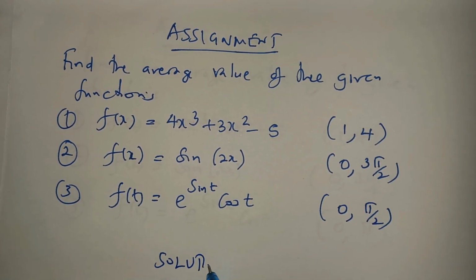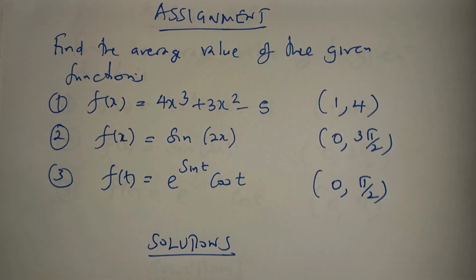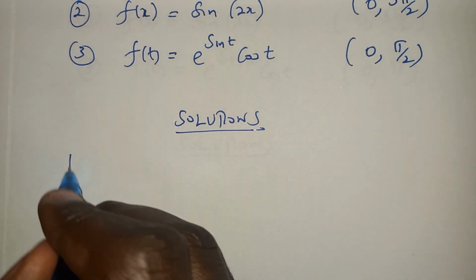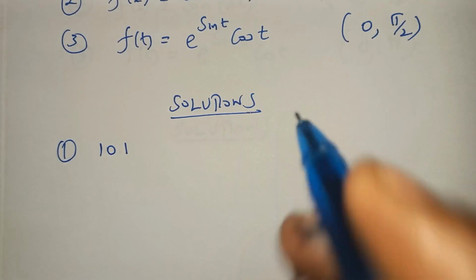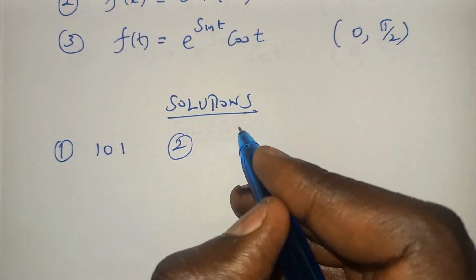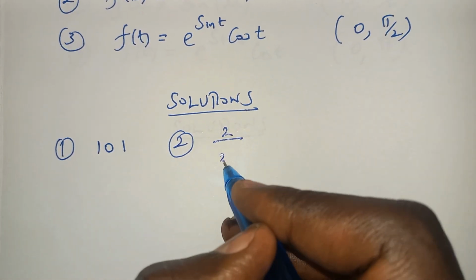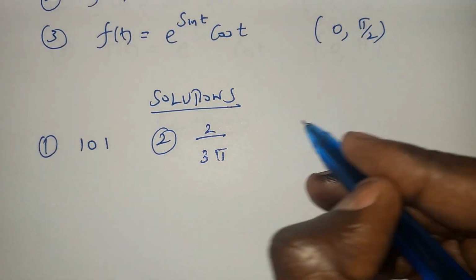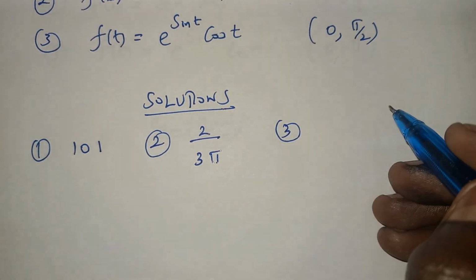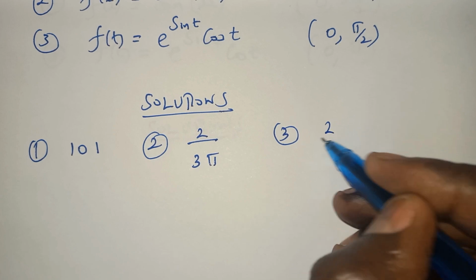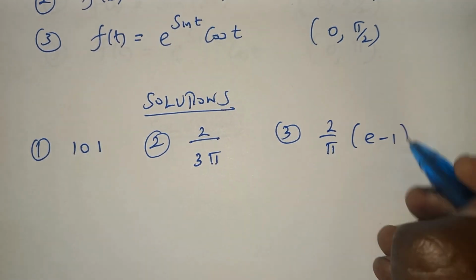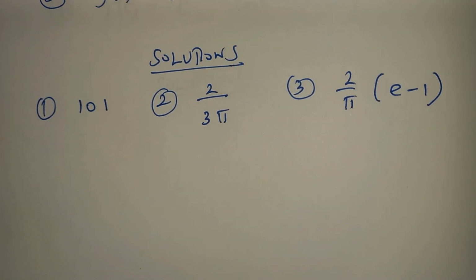So I want you to attempt these problems, and if you do them correctly, you should get the following solutions. Number 1, if you do that correctly, you must get 101 as your solution. Number 2, the correct answer should be 2 over 3 pi. And if you do the last problem correctly, then you should get 2 over pi times (e minus 1) as your solution. Hope that helps.